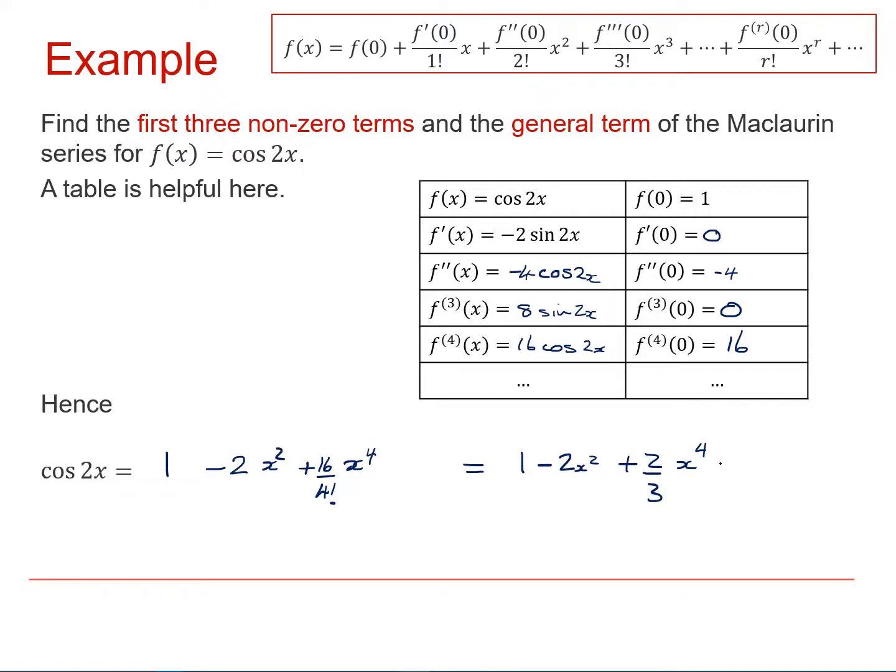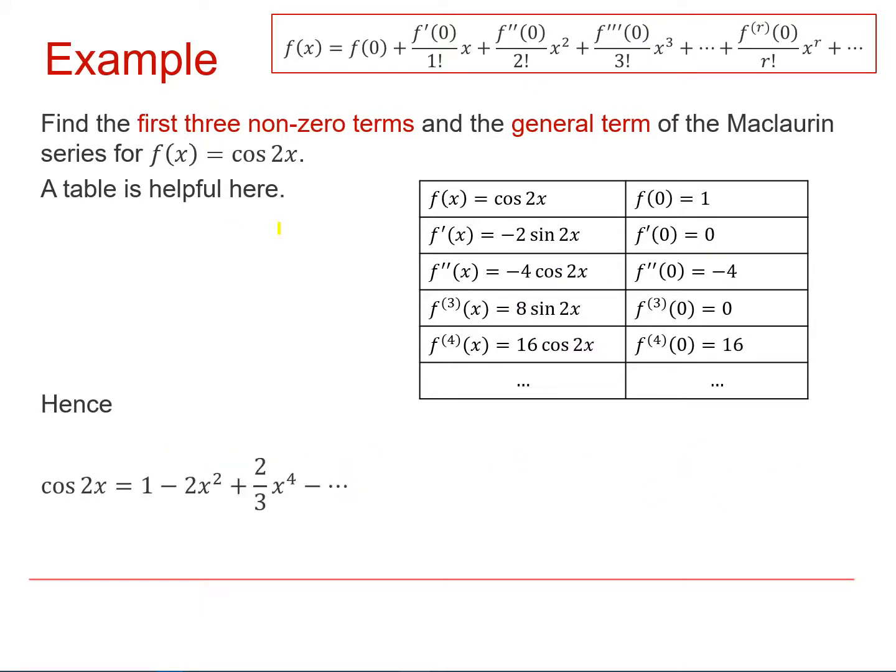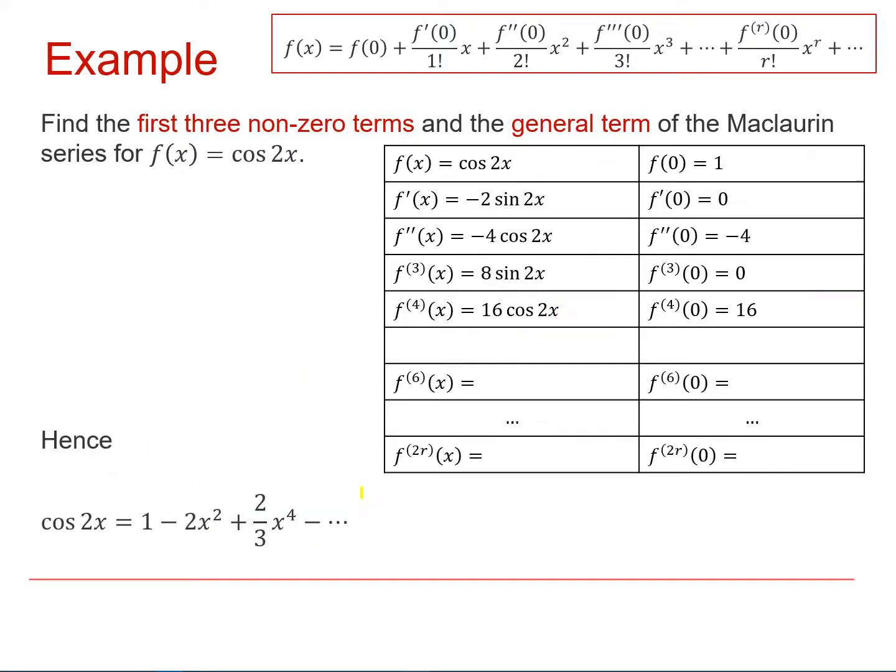Now this series will in fact continue, of course, so we should have a continuation for that here. There's that written up more tidily for you. There's the confirmation of the derivatives, and there's the confirmation of their values at 0. And here, that's just the first three terms of cos 2x.